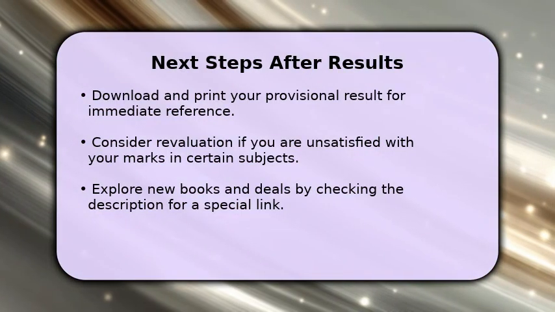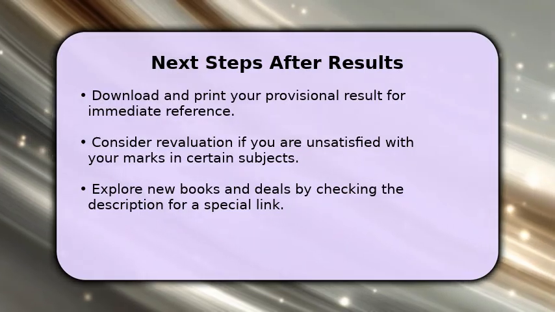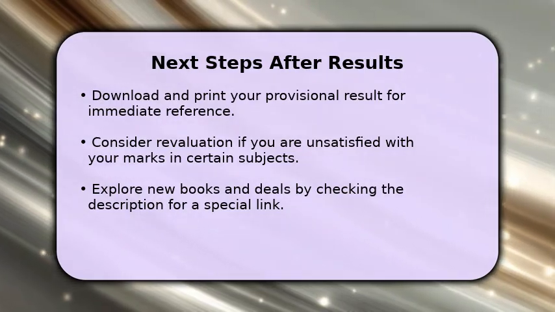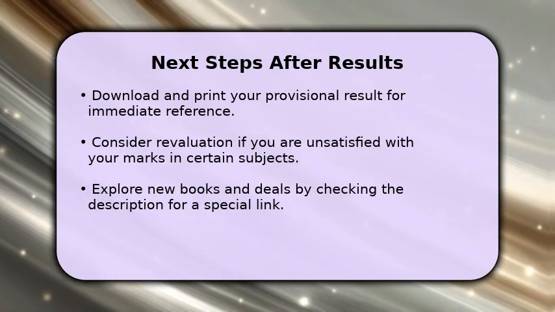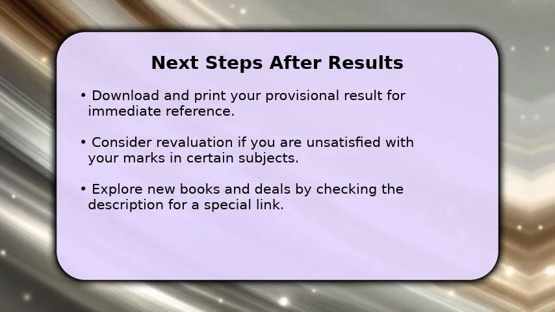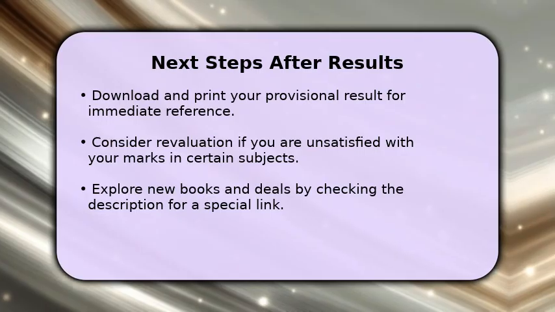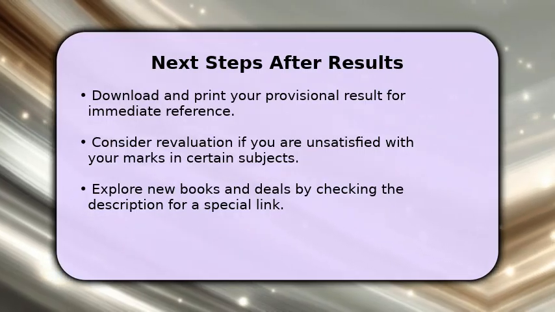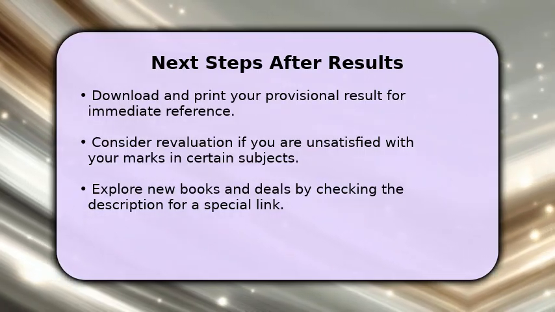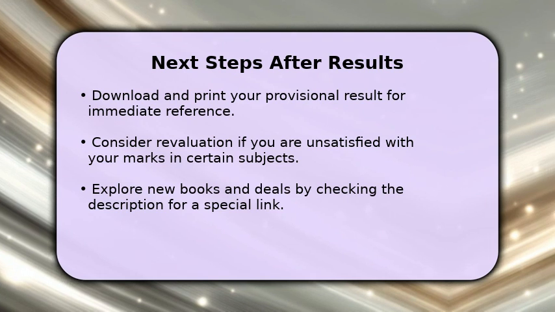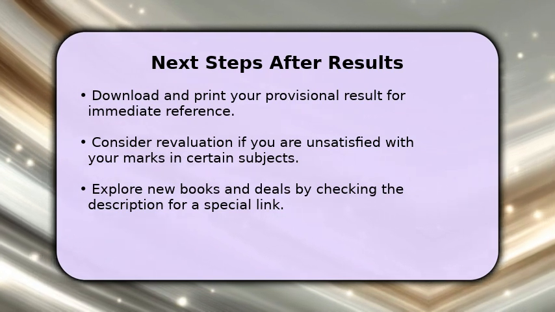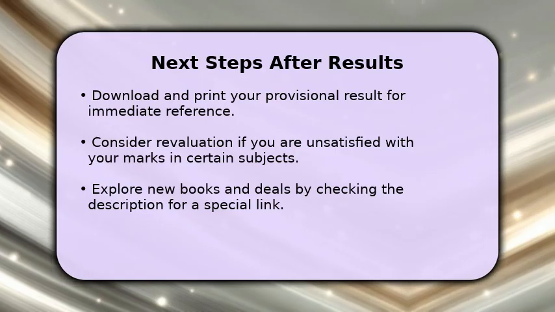Once you have your results, it's important to download and print a copy for your records. This provisional result is useful for immediate reference. If you're not satisfied with your scores in one or more subjects, many boards offer a revaluation process where your exam papers can be reviewed. Check your board's official website for details on how to apply for revaluation.